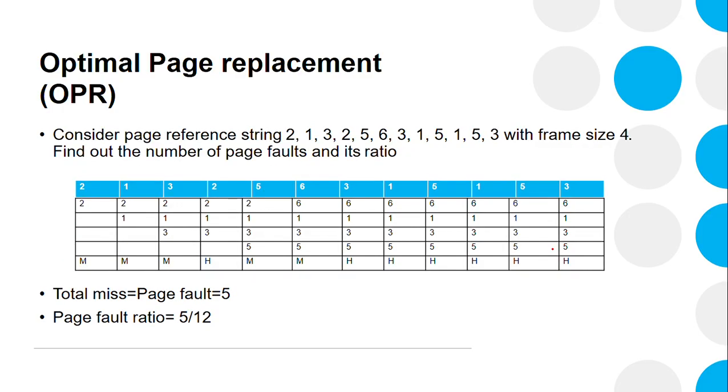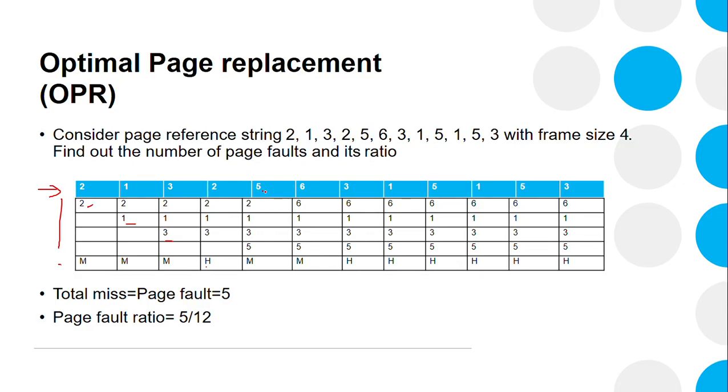One more example quickly we will check for OPR algorithm. Now you can see the total number of strings is 12. So we have written the entire string over here. Then we have designed an empty table. How we have designed the empty table? 4 frames, 1 row that is for writing miss and hit, and total columns will be 12 as the string size is 12. So for 2 we have a space we have allocated, then 1 we have allocated, then 3 we have allocated, then 2 is already present, that's why it is a hit.